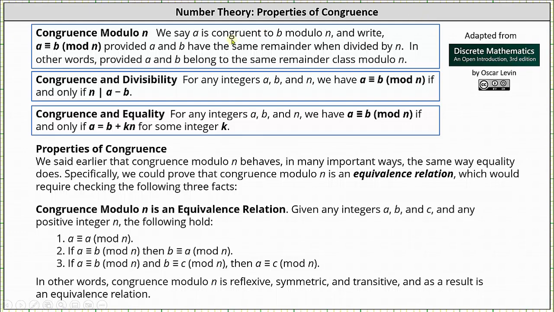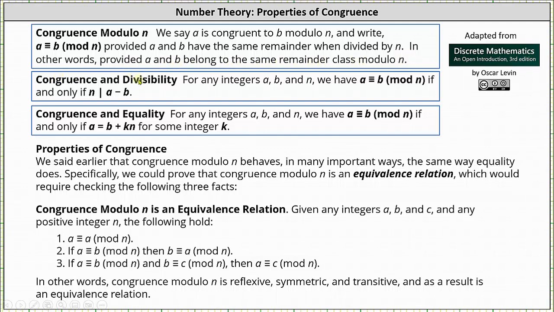From the last lesson, we say A is congruent to B modulo n, and we write A ≡ B mod n, provided A and B have the same remainder when divided by n. In other words, provided A and B belong to the same remainder class, modulo n.